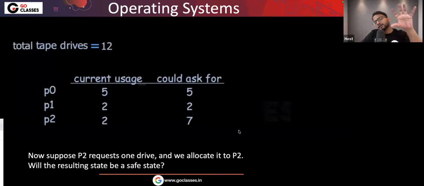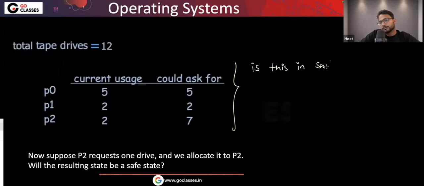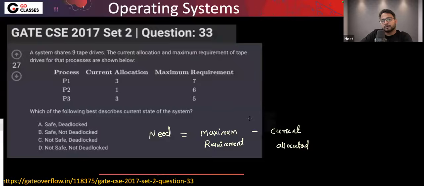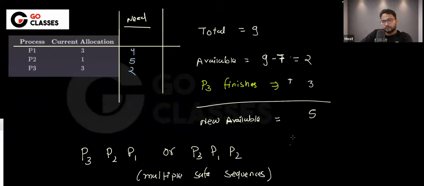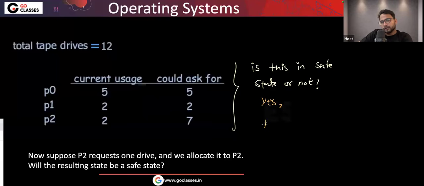See, you need to understand this. Tell me, we have already figured it out, right? We have already solved it. Is this in a safe state or not? So the answer is yes, it is in the safe state. We have already checked it, and we already know what the safe sequence was: P1, P0, P2. This is the safe sequence. We already know this, right?